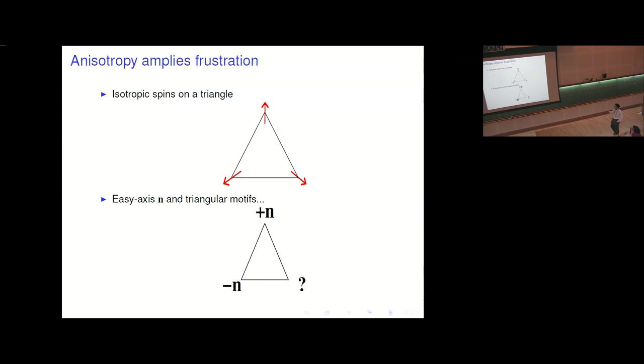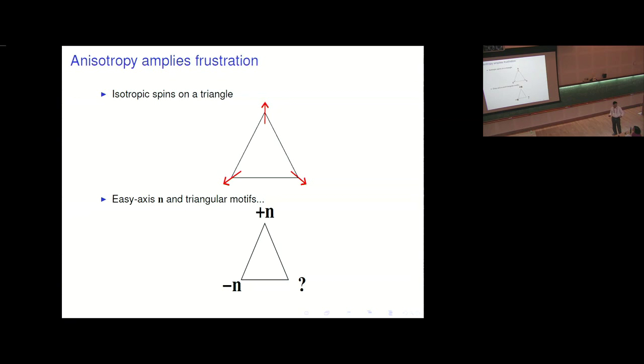Anisotropy, which comes, of course, from spin orbit coupling physically, and might choose a direction in spin space for you independently of everything else, tends to amplify the effects of frustration. Simplest example to consider is, let's say, a single triangle. If you had isotropic exchange interactions S dot S, you can minimize your energy by doing this. And there's a unique minimum up to global symmetry operations.